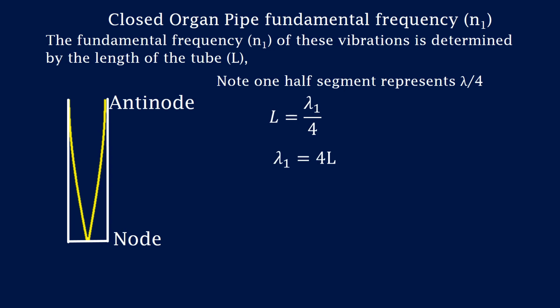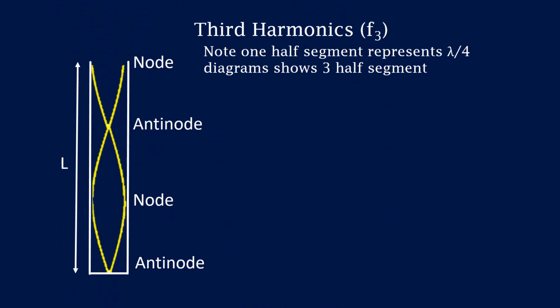Now, from the formula for the velocity, v is equal to n1 into lambda 1. Therefore, n1 is equal to v upon lambda 1. Now, substituting the value of lambda 1 is equal to 4L, we get n1 is equal to v upon 4L. Third harmonic, n3. If air is blown more forcefully, overtones, frequencies higher than the fundamental frequency, can be generated. The figure illustrates modes of vibration with two or more nodes and antinodes.